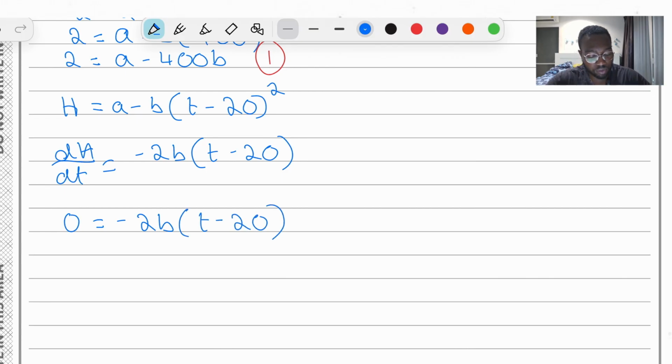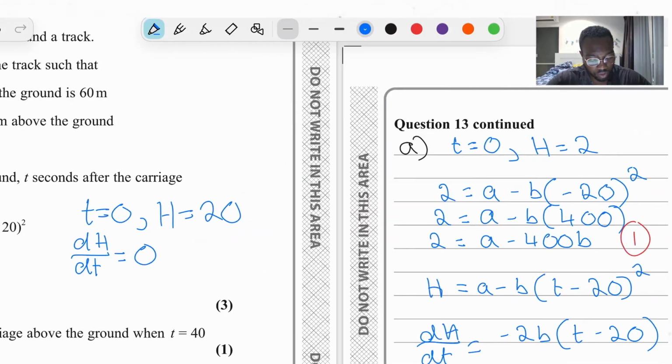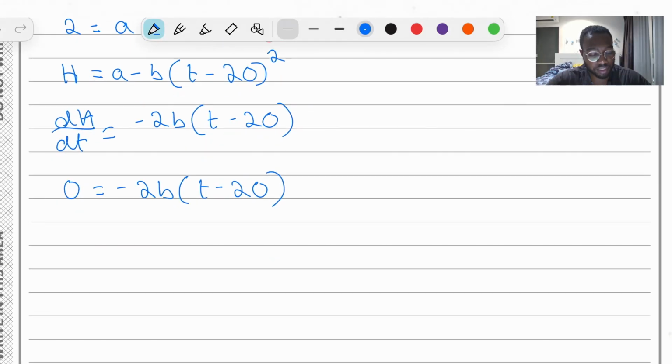Therefore, we have 0 is equal to minus 2B times (t minus 20). Now, for this question, they tell us that A and B are positive constants. So that means that for this question, B cannot be 0. Therefore, the only way for this equation to equal 0 is if t minus 20 is equal to 0. Therefore, we get our t value as 20.